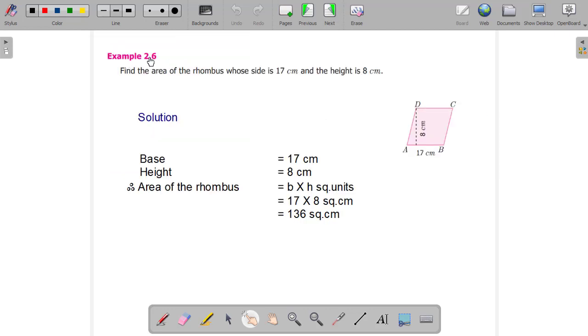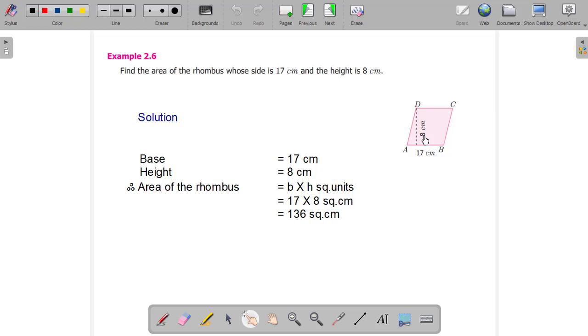Example 2.6. Find the area of the rhombus whose side is 17 centimeter and the height is 8 centimeter. Now figure is drawn here. What are the given details? Base is given, that is 17 centimeter. The corresponding height is given, 8 centimeter.